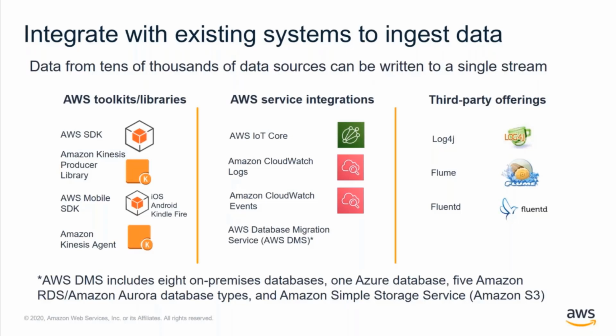We also provide service integrations, including with CloudWatch Logs, IoT Core, and a few others, so that it's just plug and play for you. Set up certain configurations, as an example, on CloudWatch Logs, and you can get started streaming the data into Kinesis. We also have third-party offerings, including Log4j and FluentD, that customers use at scale to capture data and send it to Kinesis.